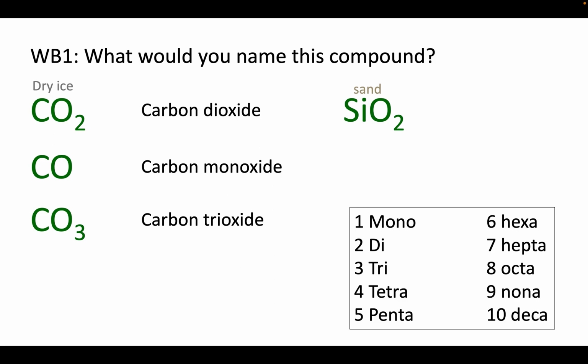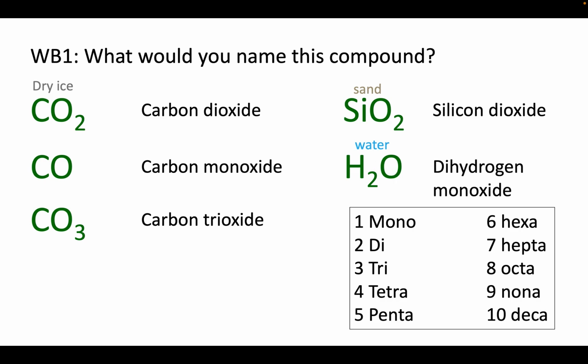We have an example like SiO2. You know it better. It's sand, but its systematic name is, if you look at here, we have one silicon and two oxygens, so it's silicon dioxide. One silicon, two oxygens. We go to something you're familiar with, H2O. You all know that formula. It's water, but it has a systematic name, and it's two hydrogens, one oxygen. So this is dihydrogen monoxide.